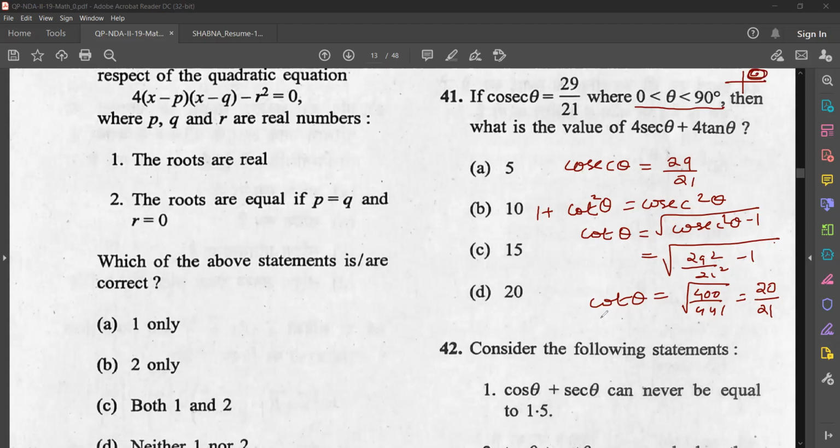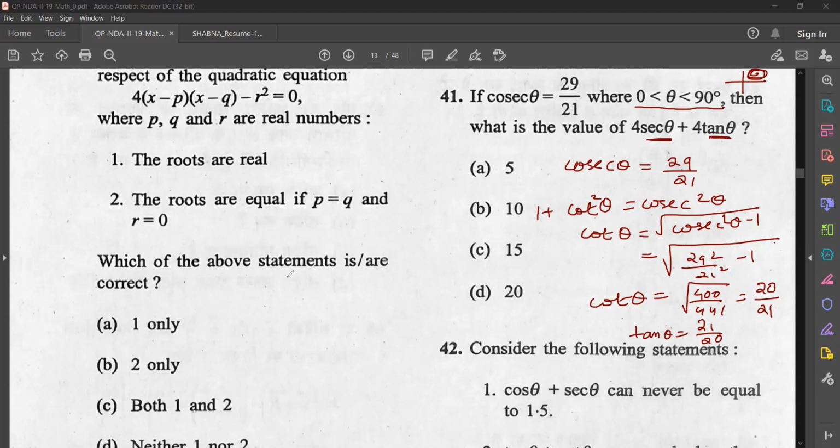What is 20 by 21? Cot theta. Now from cot theta we can get tan theta. What is tan theta? Reciprocal of cot theta. So that is 21 by 20. So you got tan theta. So tan theta is equal to 21 by 20. Now, what is the relation? So we got tan theta, so that we can substitute it here.